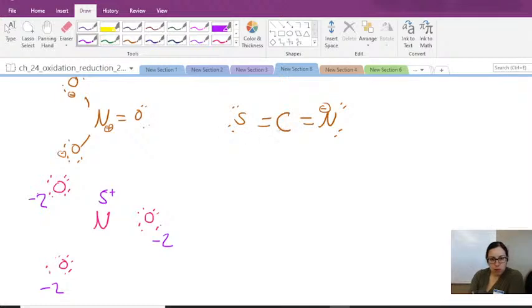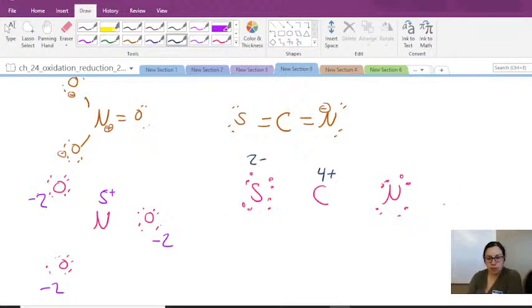So tell me then, between carbon and sulfur, who gets the electrons? Sulfur, so I heard a lot of sulfurs around the room. And then what about nitrogen? Nitrogen, I saw that again around the room. So let's do carbon, because it looks easy. What's our oxidation state of carbon? +4. And then sulfur, -2, and then nitrogen, -3.